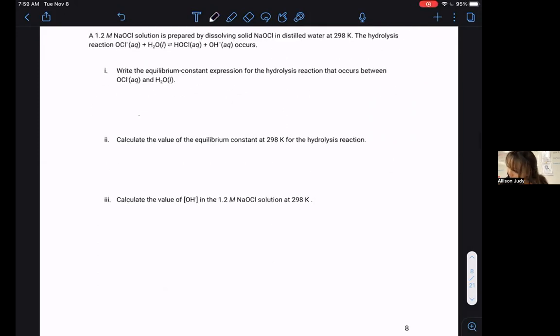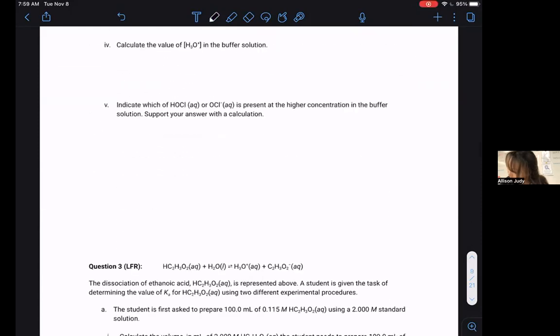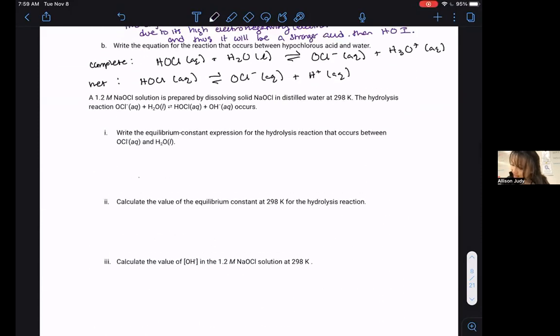So here we have one more, and then I feel like this was definitely a long one, but whatever. I think this got mislabeled. A 1.2 molar NaOCl solution is prepared by dissolving solid NaOCl in distilled water. The hydrolysis, and remember a hydrolysis reaction is an ion plus water neutralization reaction, OCl minus plus H2O liquid in equilibrium with HOCl and OH minus, occurs. Write the equilibrium expression. That's easy. You should be like, oh, easy money in the bank, right?